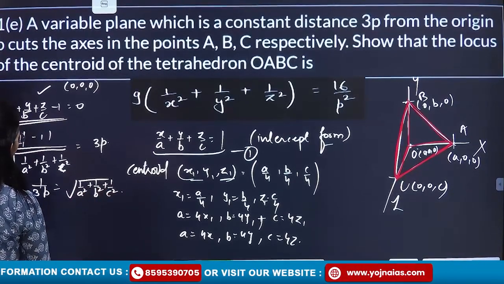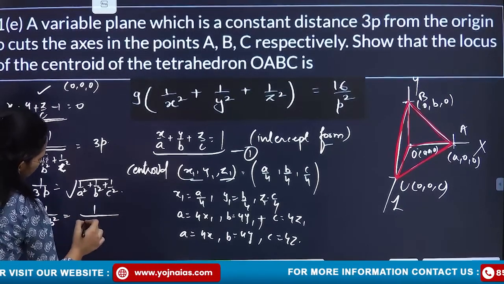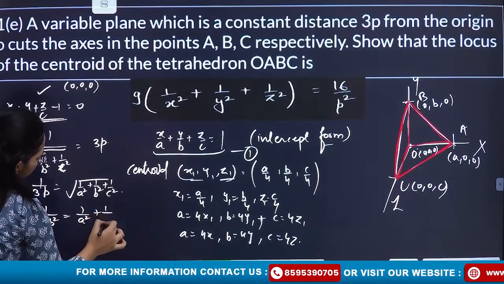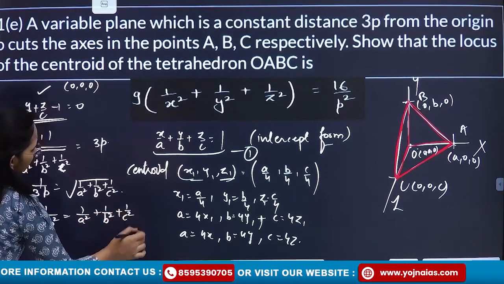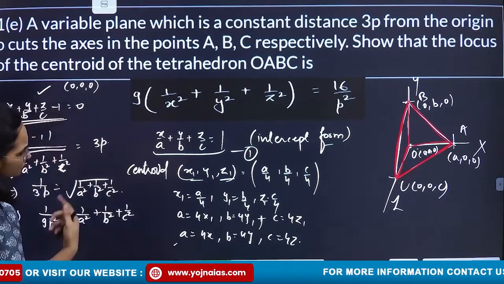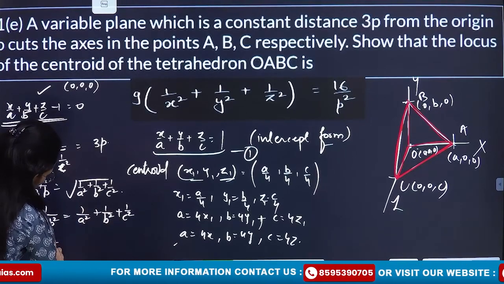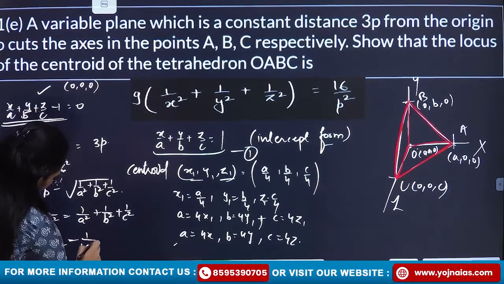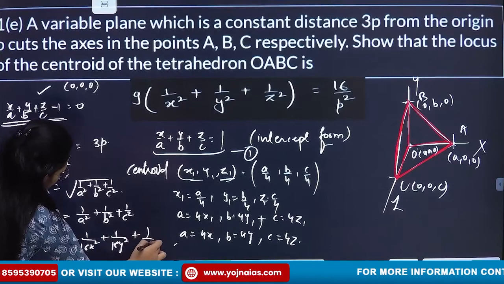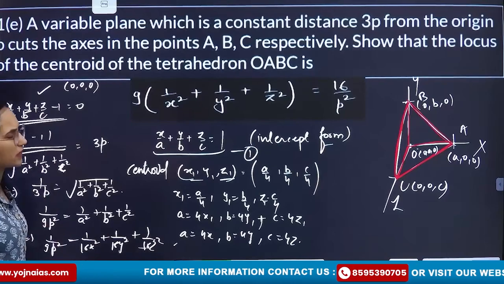And if I square both sides, this is 1 by 9p square equals 1 by a square plus 1 by b square plus 1 by c square. Now we need the locus of the centroid. For the locus of the centroid, a is equal to 4x, b is equal to 4y, and c is equal to 4z. So we put these values, and it is 9p square by 16 x square plus 1 by 16 y square plus 1 by 16 z square. Multiply this 16 to this side and you will get the required answer. So that was what we had to do.